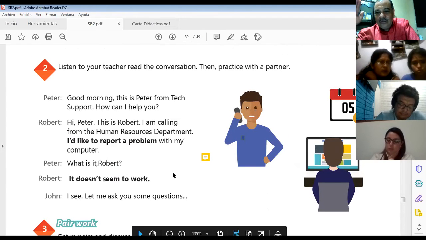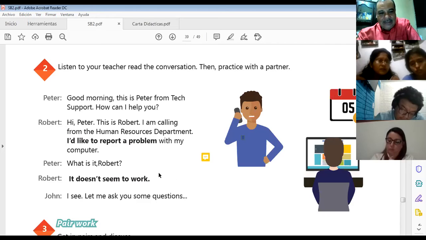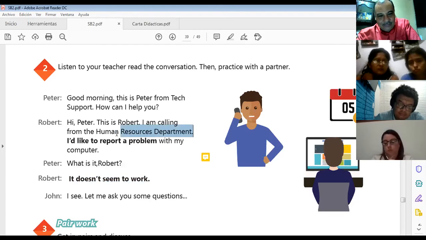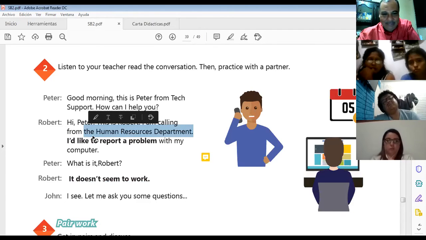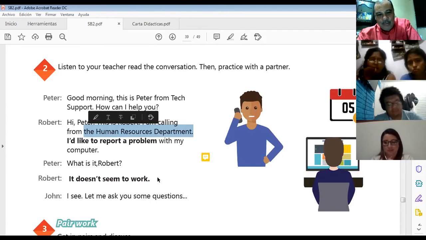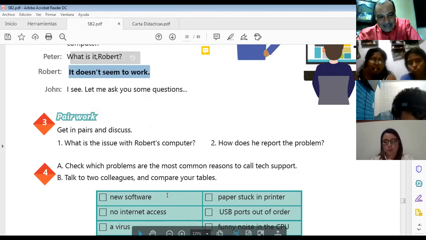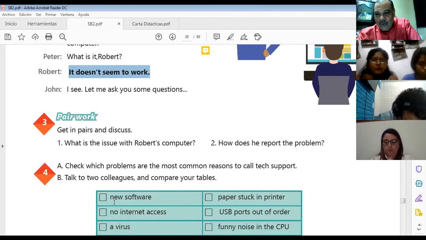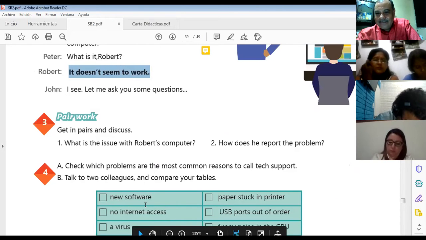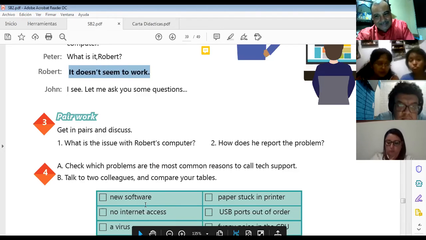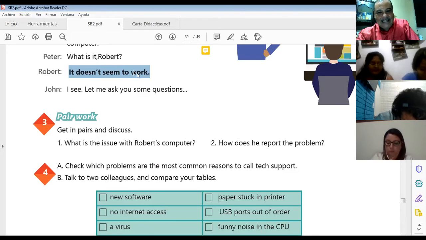So I'm going to put you in pairs and you are going to select a problem. Lo único que va a cambiar es aquí y el departamento. Usted puede llamar de cualquier departamento, whatever. Y el problema, eso es lo que usted va a cambiar y lo va a poner aquí. Así que escriba cuál es el problema. The new software doesn't seem to work. Escríbalo. Lo van a editar. The new software doesn't seem to work.